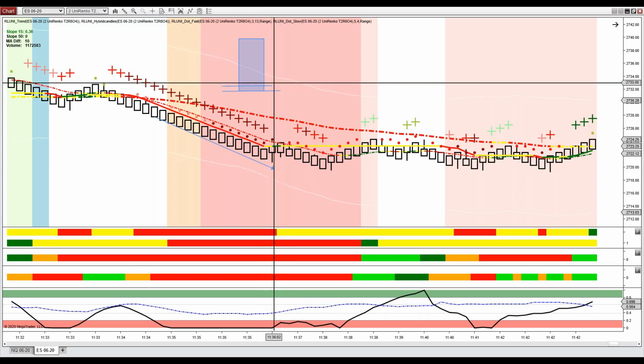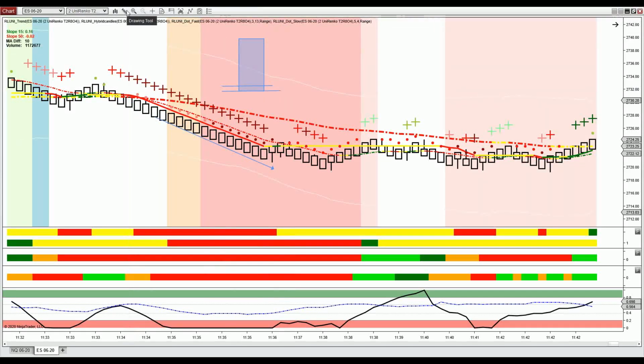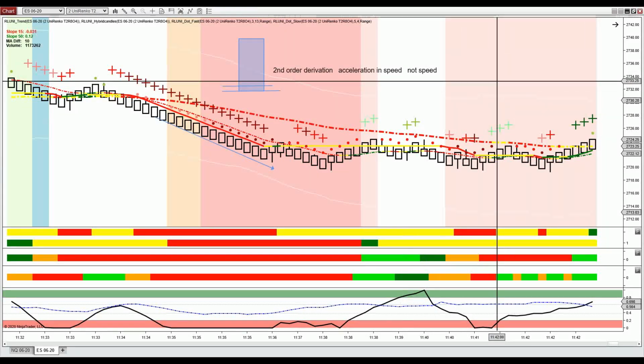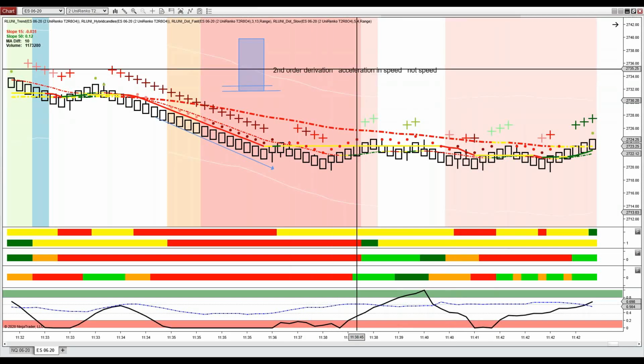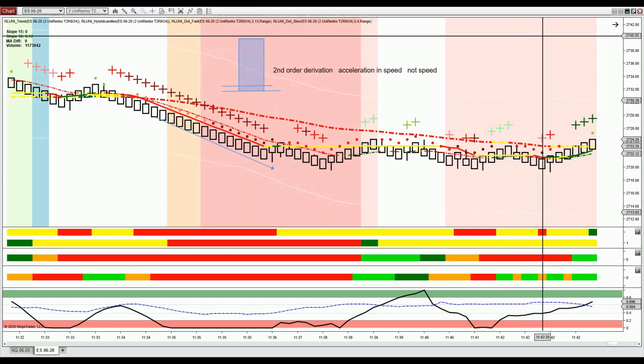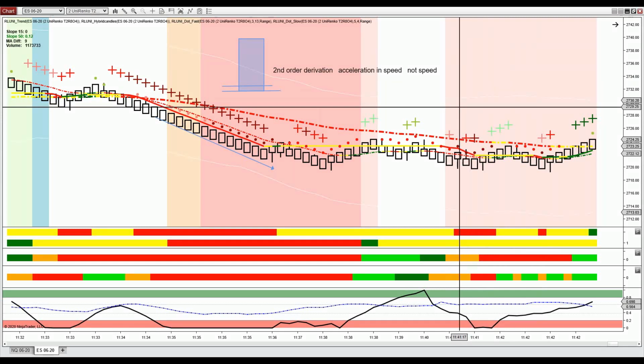Now, George Lane, who developed this indicator in 1963, came to the conclusion, and he was a brilliant mathematician, that, first of all, this is a second order derivation, because it's a measure of acceleration in speed, not speed. So if you have a car that's moving around a racetrack at 150 miles an hour, its momentum is unchanging. If it accelerates, momentum starts to move to the upside. If it decelerates, momentum moves to the downside.